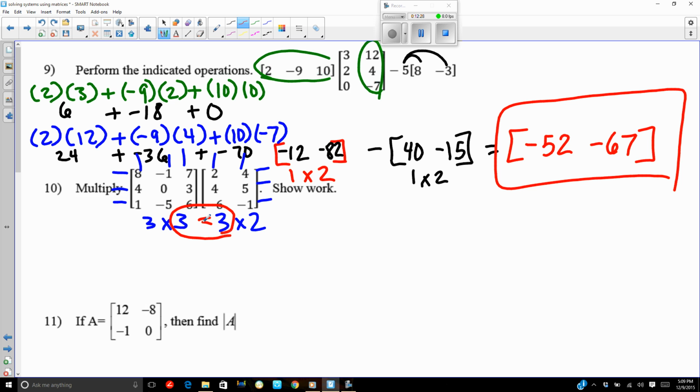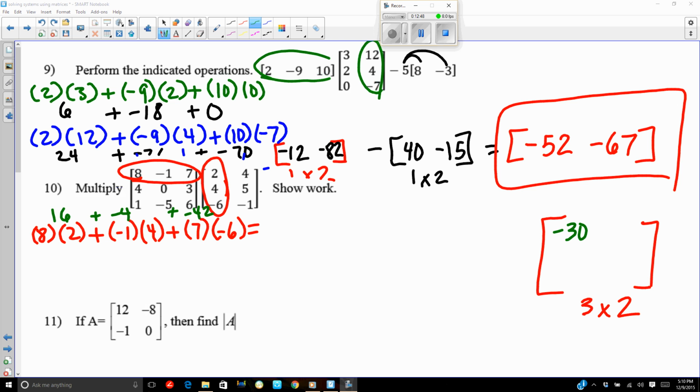So when we multiply these two together, ultimately our answer should be a 3 row by 2 column matrix. So that tells me I'm going to come up with 6 different numbers for this answer. So the first row times the first column looks like that. And ultimately you get negative 30, so it goes in the first spot. It's really helpful to write the size of your matrix to begin with. That way you know exactly where each number goes.